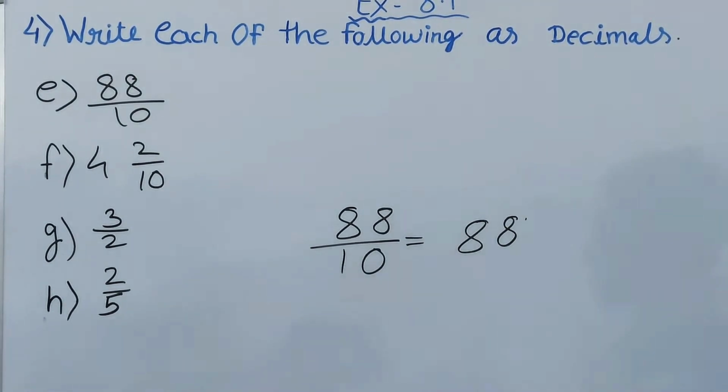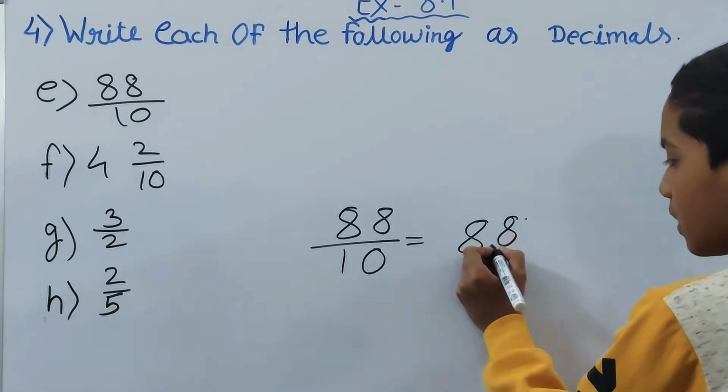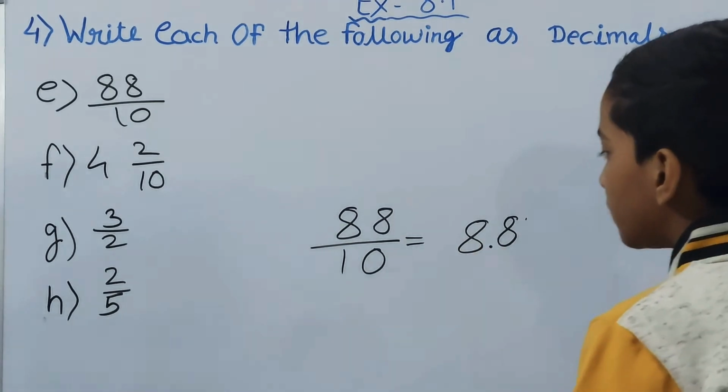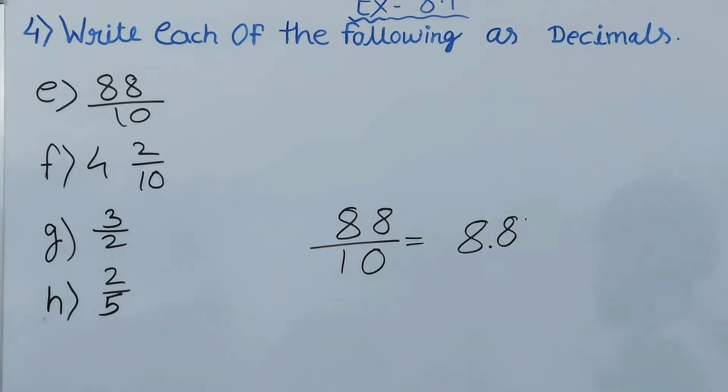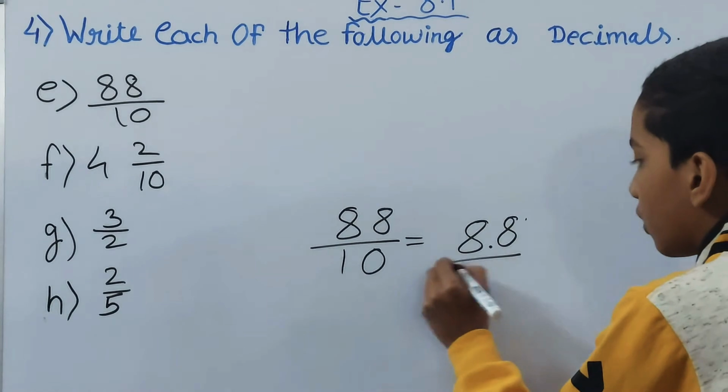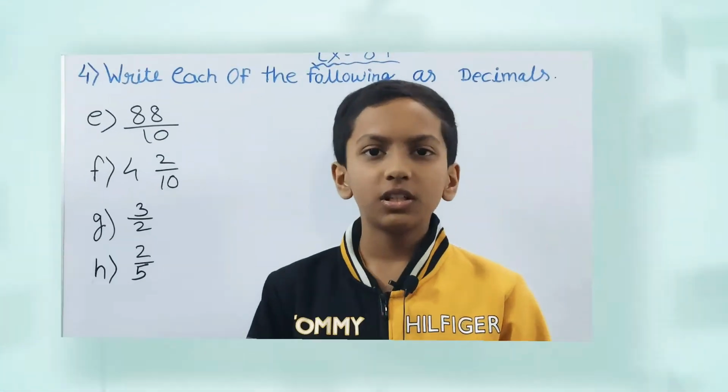Simply we will put the decimal point one place from the right. So over here we will put our decimal point. So this becomes 8.8, which is the final answer of our E part. Move on to the another part.